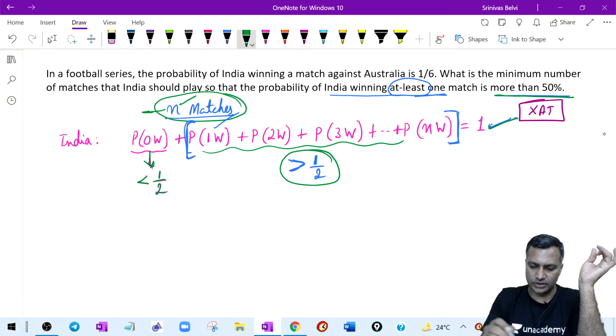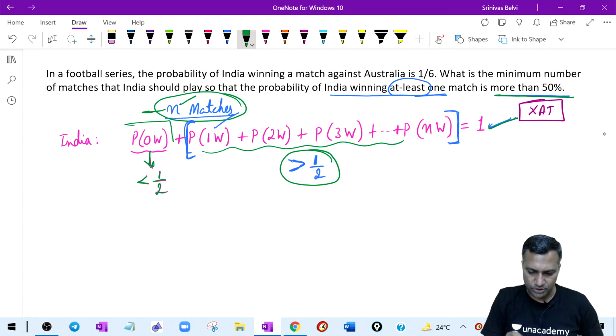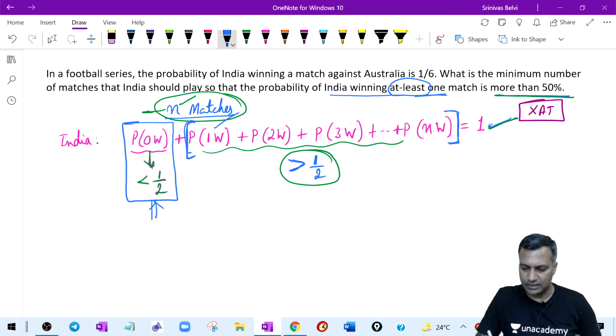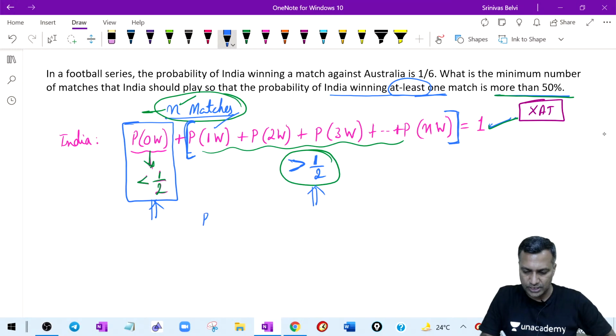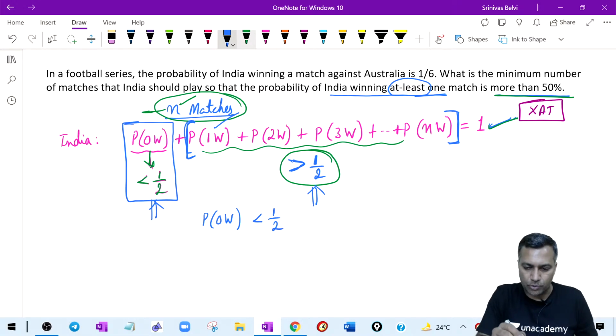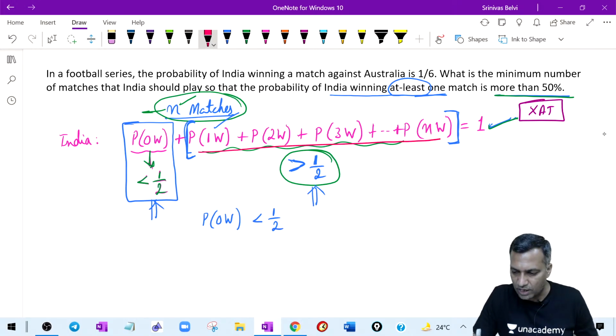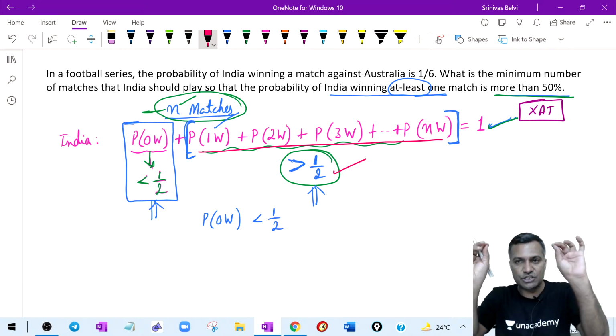Just focus on this. So only answer this question. Why do you want to answer the rest of the part? Just answer this particular part, because if this part is satisfied, then the other part is automatically satisfied. Therefore, look at this question: the probability of India winning 0 matches should be less than half, which is nothing but saying that the probability of India winning at least 1 match should be greater than 1 by 2. That is what the author asked you.